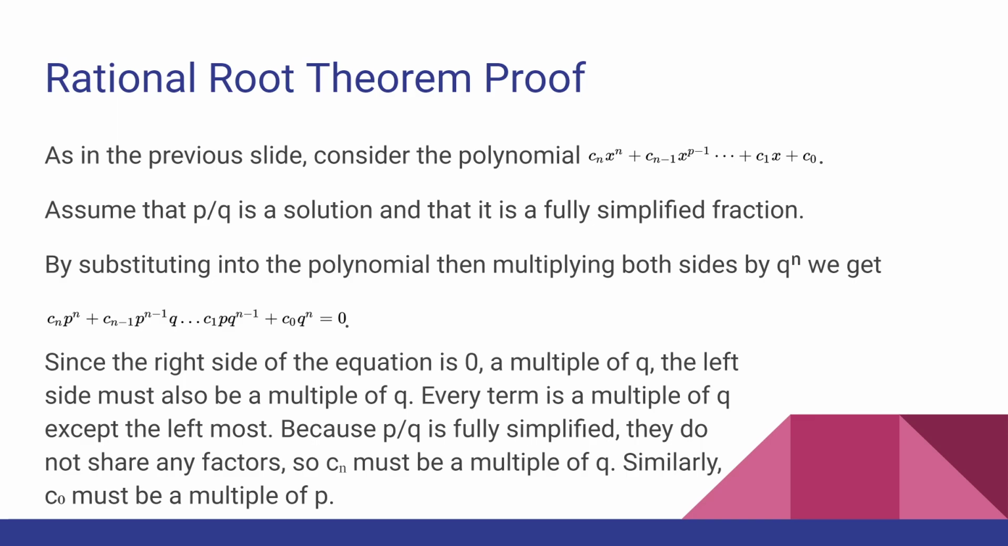So since the right side of the equation is 0, which is always a multiple of q for any q, the left side must also be a multiple of q. Since every term is a multiple of q except the leftmost, and because p over q is fully simplified, they do not share any factors, so the leading coefficient must be a multiple of q. And also, with the same idea, the constant term must also be a multiple of p.